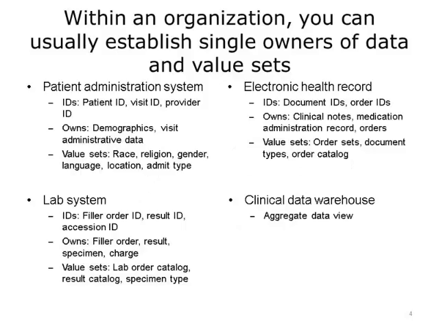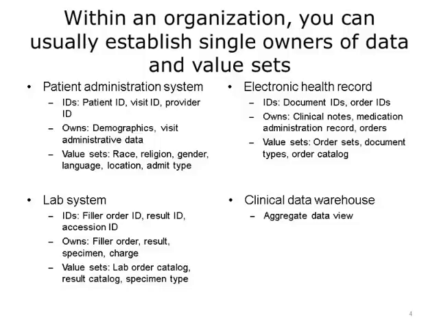Within an organization, you can usually establish a single owner or assigning authority of a particular kind of data. Owners are the sole creator and updater of a particular kind of data. In a hospital, it could be established that the admissions office owns patient administration data, and the system they use to record it is the patient administration system. The IDs generated by that system, like a patient ID or a visit ID or a provider ID, can only be generated by that system. Demographics and visit data can only be updated on the patient administration system and no other system.